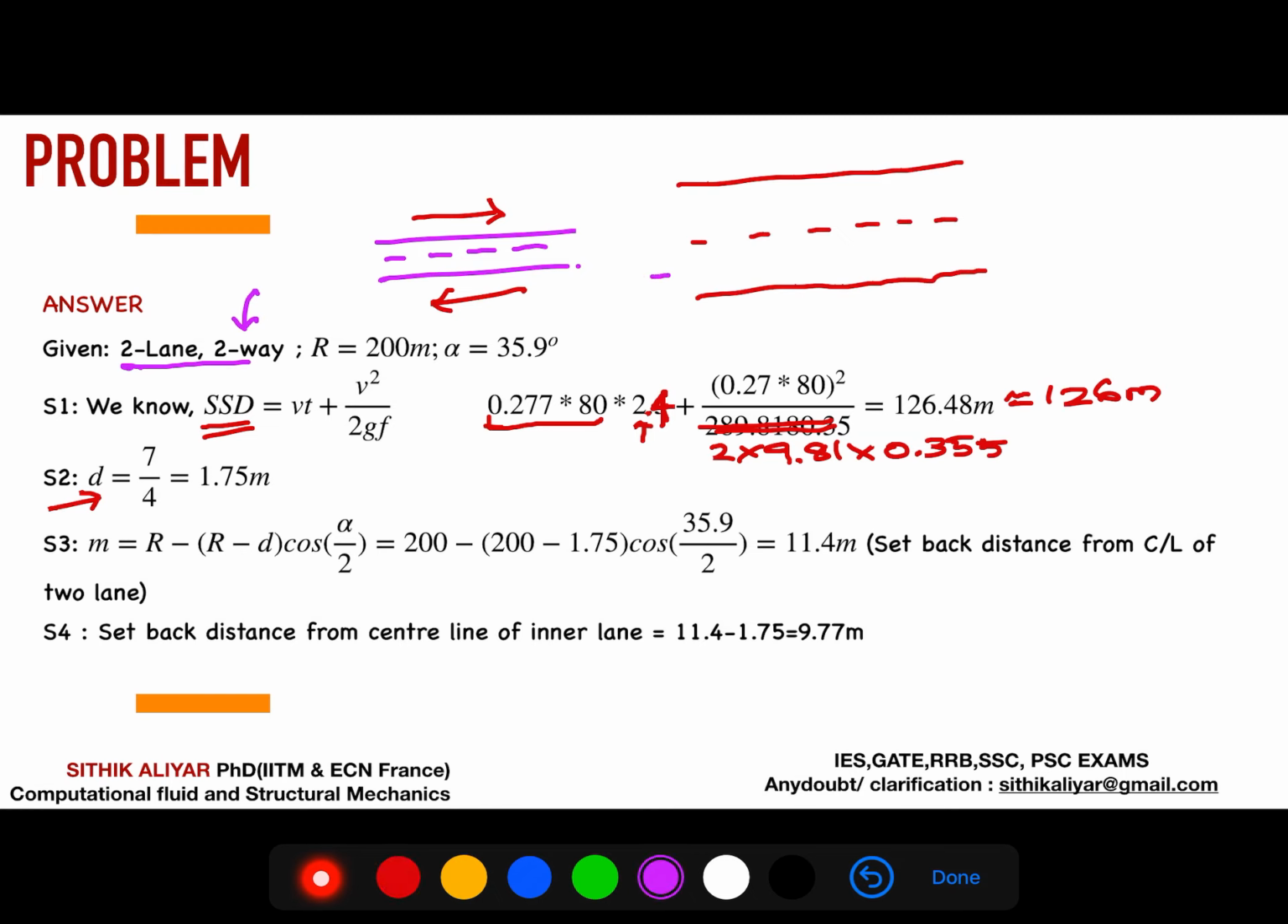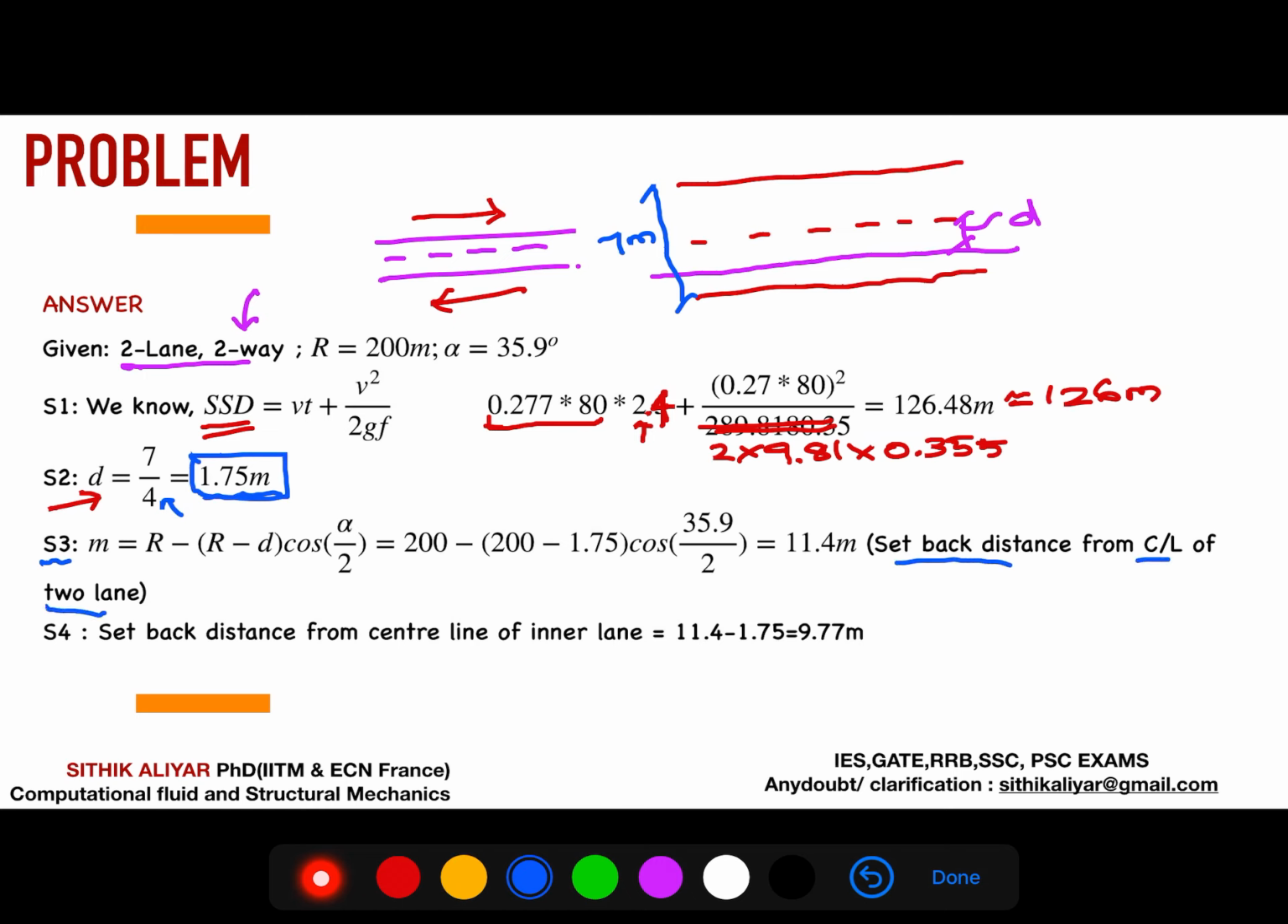Consider the center of the inner lane is this one. If you remember, this is our small d. The d is the distance between the center line of the road to the center of the inner lane. What can it be? We know the total width is given in the question as 7 meter. So 7 by 4 will give you 1.75 meter. That is your small d. Keep it aside. Let us first find the setback distance from the center line of the road.